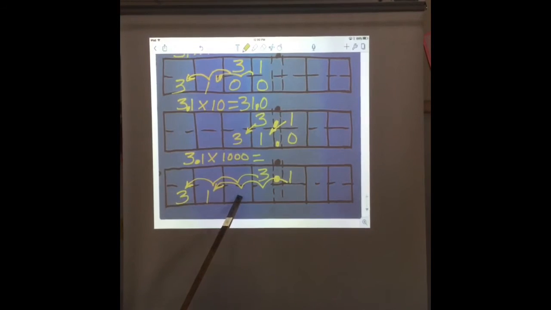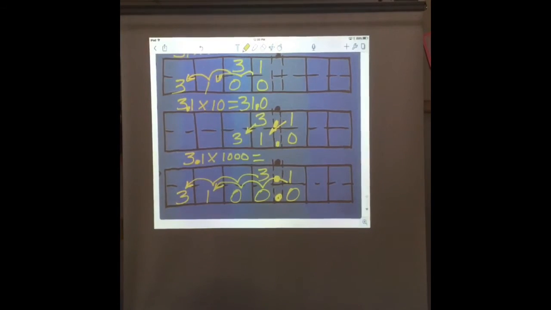What are we going to do with these two spots that are empty? We're going to put a 0 because those are our placeholders, aren't they? And then we can put our decimal down there, and we can put a 0 in our tenths just to show we don't have anything in the tenths. Okay?